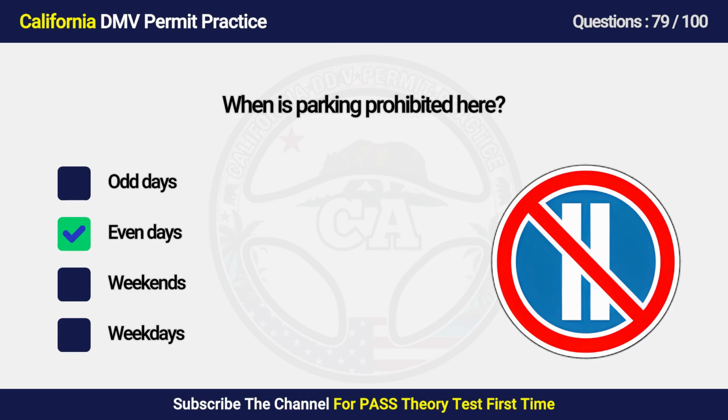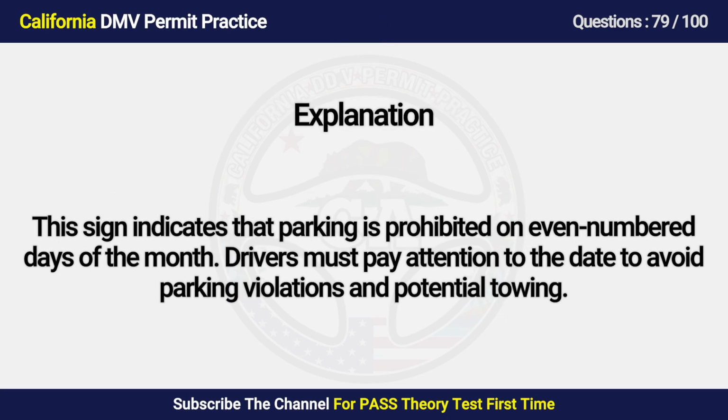Answer is B. Even days. This sign indicates that parking is prohibited on even days of the month. Drivers must pay attention to the date to avoid parking violations and potential towing.